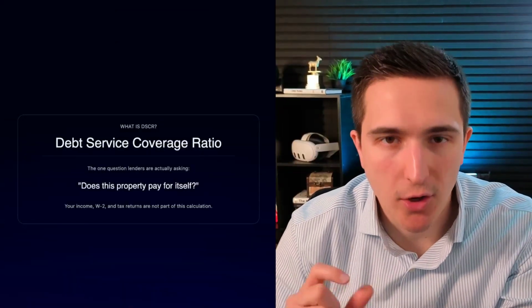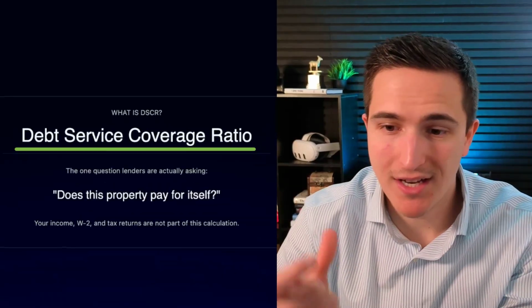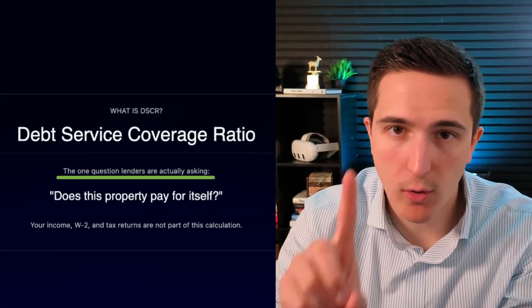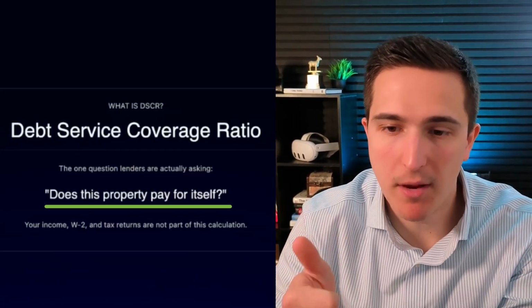I'm going to show you 2 actual properties on Zillow that we want to purchase so you have an idea of what that looks like. So the first thing is understanding DSCR, debt service coverage ratio, if you don't already. There's one question lenders ask: does that property pay for itself?